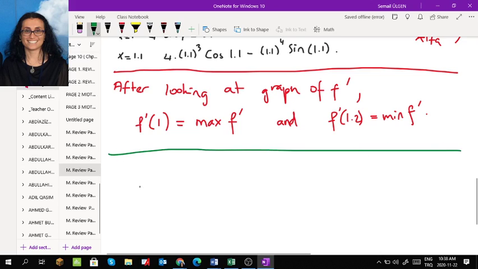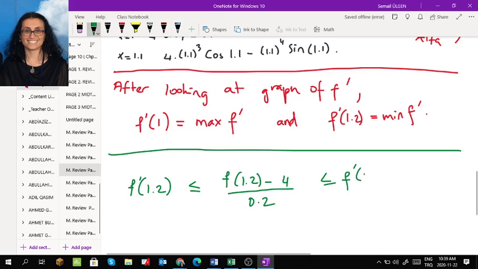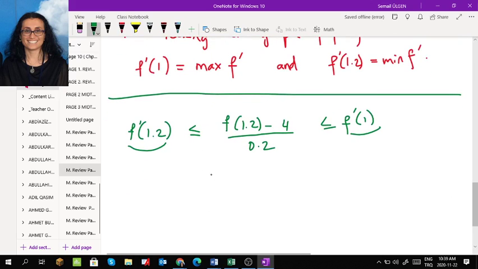Okay, so the minimum f prime at 1.2 is less than or equal to (f(1.2) minus f(1), which is 4) over (1.2 minus 1, which is 0.2), which is less than or equal to the maximum, f prime at 1. So we need to find these values as well. These values can easily be found. You just plug it in.